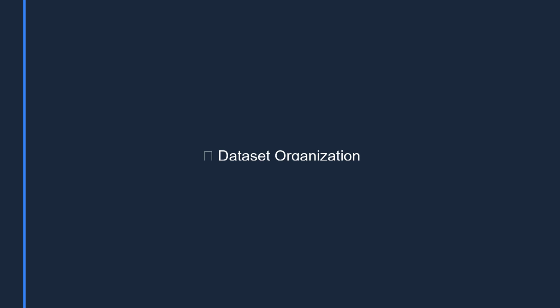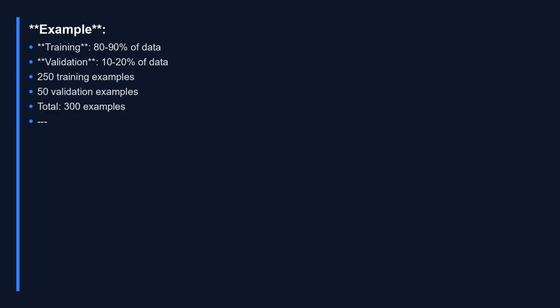Dataset organization. The standard split for fine-tuning datasets is 80 to 90% training data and 10 to 20% validation data. For a 300 example dataset, that means roughly 250 examples for training and 50 for validation. The validation set is what you'll use to monitor whether training is actually improving the model or whether it's starting to overfit. Keep these two sets completely separate and never let validation examples leak into training.